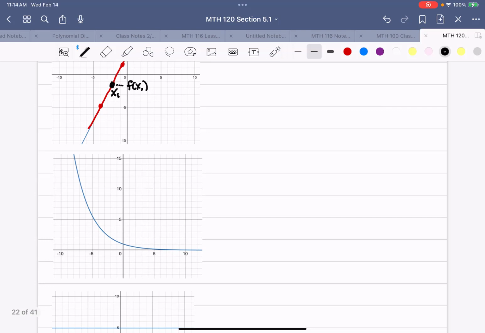Now here's an example of a falling or a decreasing function, because for every point that I put on this graph, or if I just trace the entire graph, I see that the graph is falling. So if you have a falling graph, that means the function is decreasing.